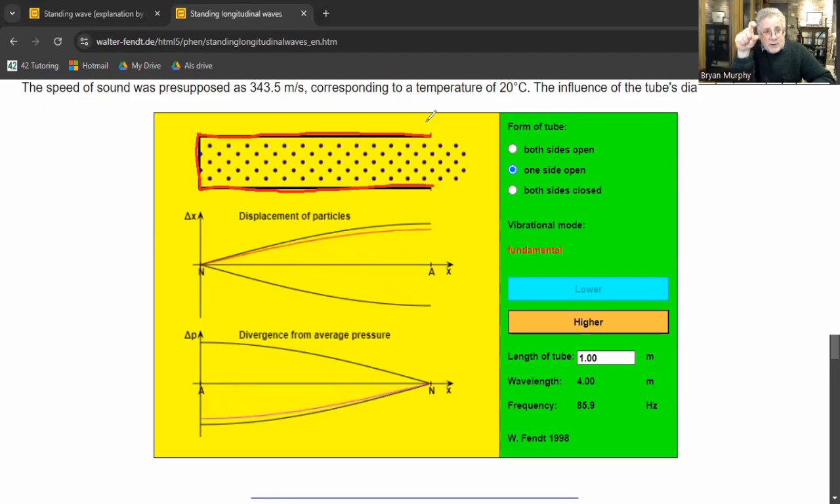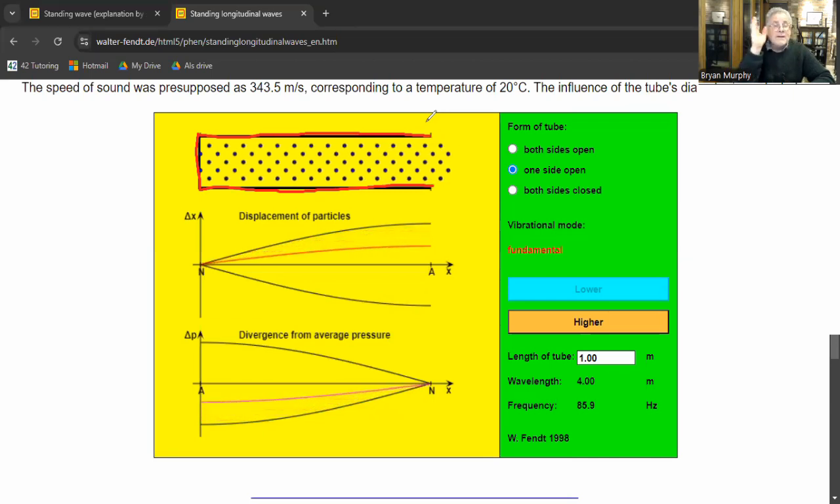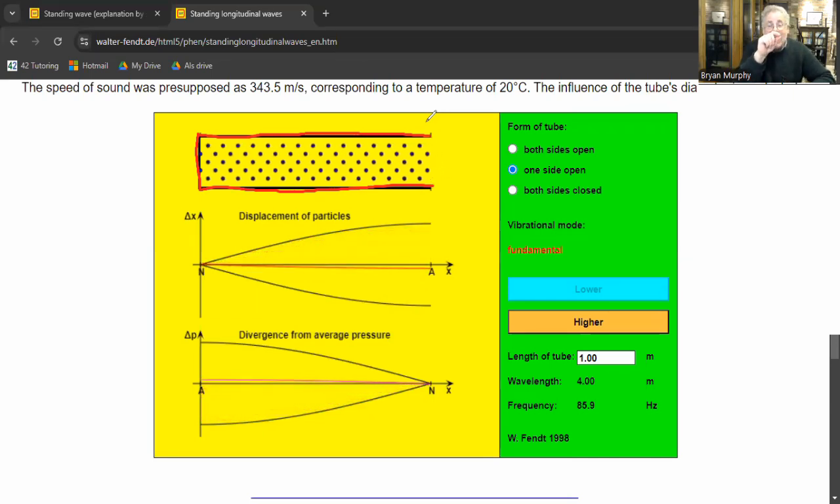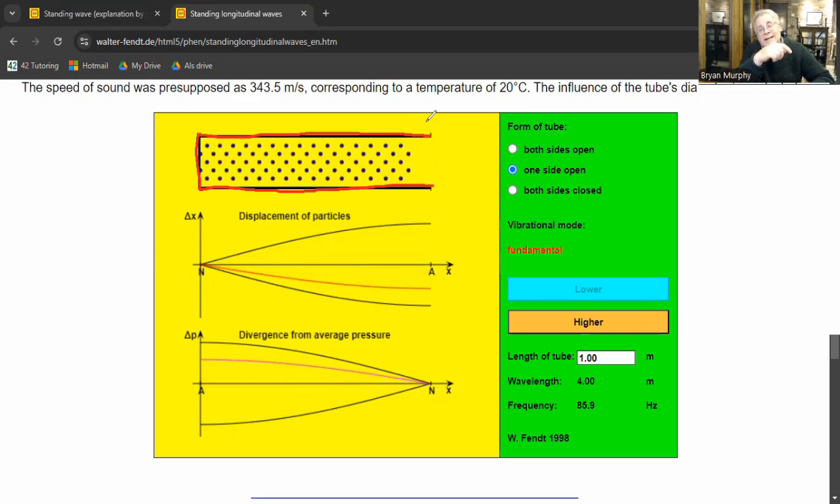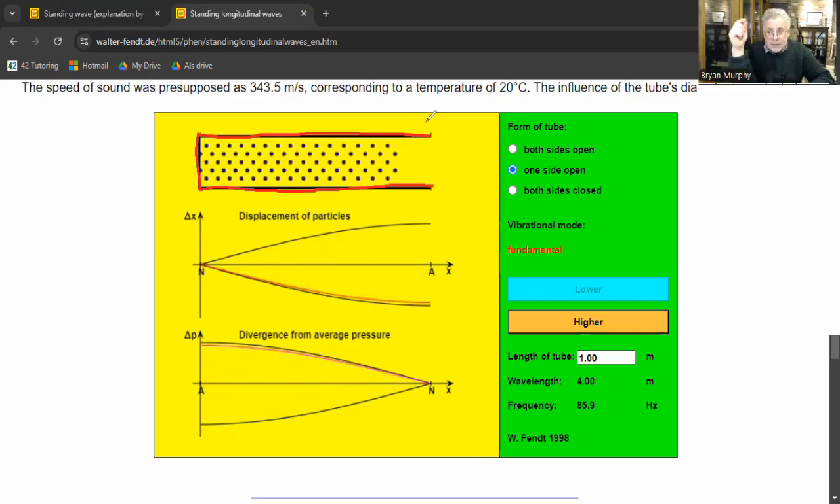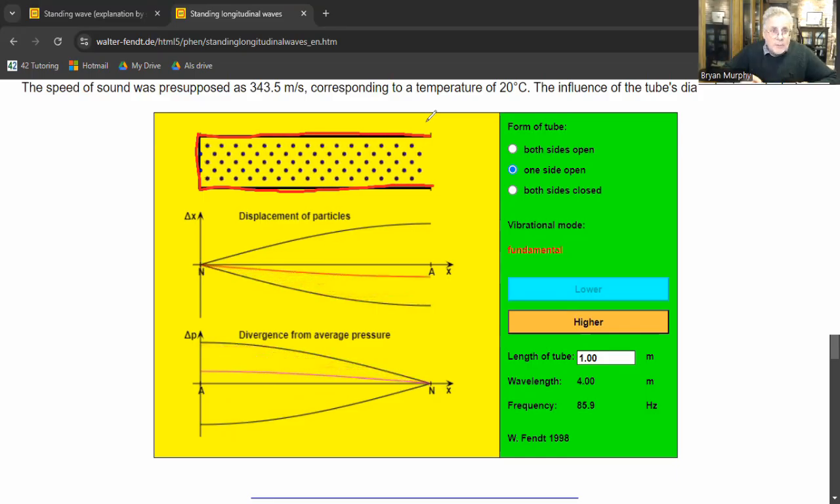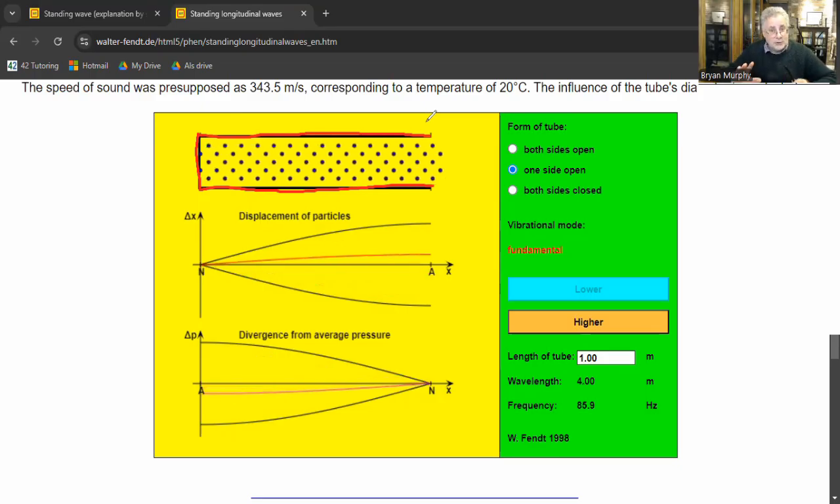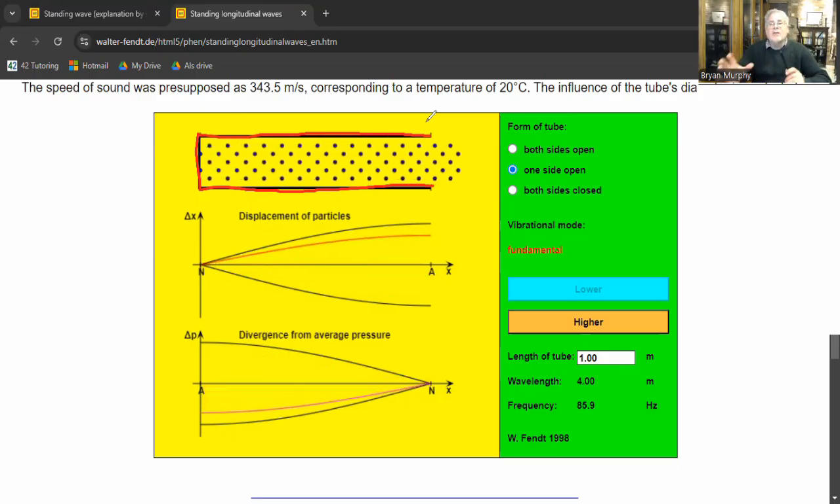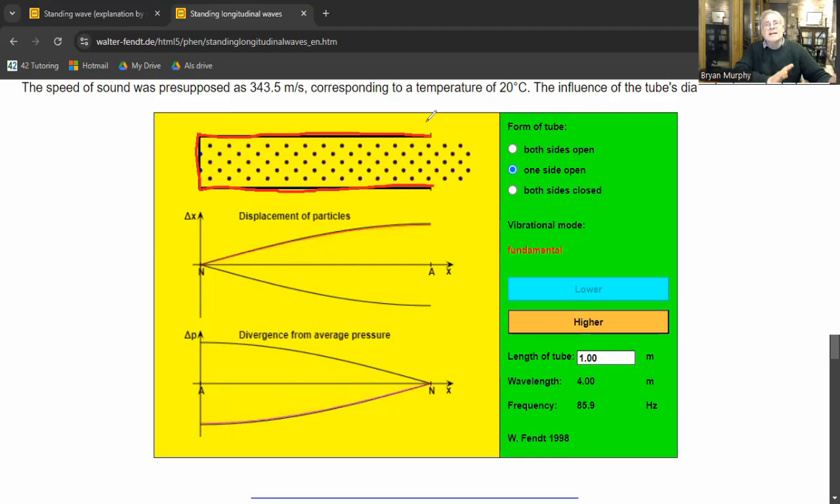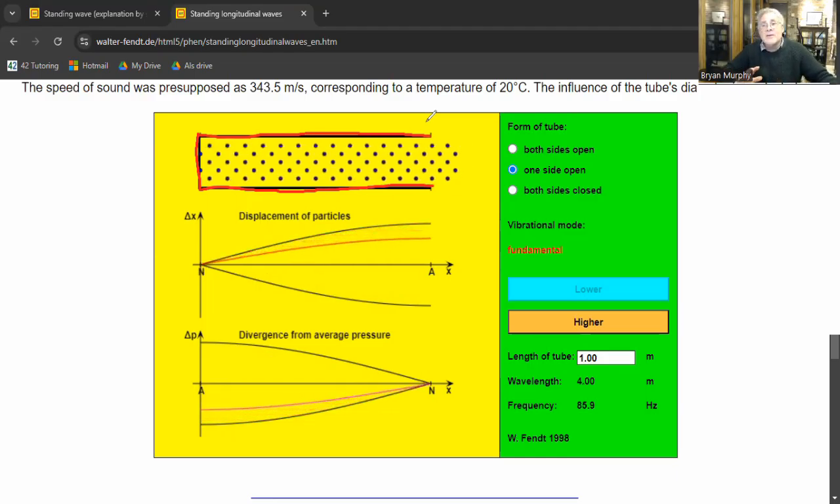Now, they've given us two graphs. The first one is the displacement of the particles. So the left-hand side, they're not displacing at all. That's where the node is. And at the other end, you have the antinode, and you can see that the displacement can be a maximum. The second one, which is a lovely multiple choice type thing, is what the average pressure is going to look like as the air vibrates.